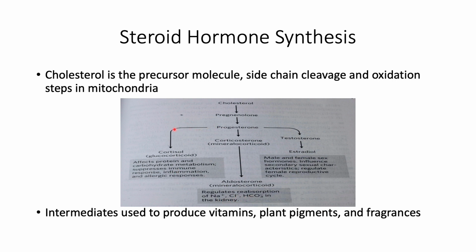Cortisol is also formed from progesterone. This is a glucocorticoid, which affects protein and carbohydrate metabolism, suppresses the immune response and inflammation and allergic responses. And the intermediates that occur also produce vitamins, plant pigments, and fragrances.